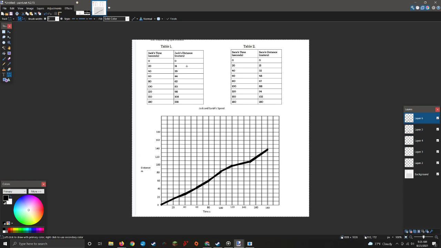And that's pretty much it as far as plotting the speed. So I have plotted Jack's speed. You are going to do that on your paper as well. And then you're going to go ahead and do the same thing with Sarah's speed. Now the nice thing is that our graph should already be set up for us. So all we have to do is put our points, connect our dots, and then you're going to have some questions that you're going to answer at the end.